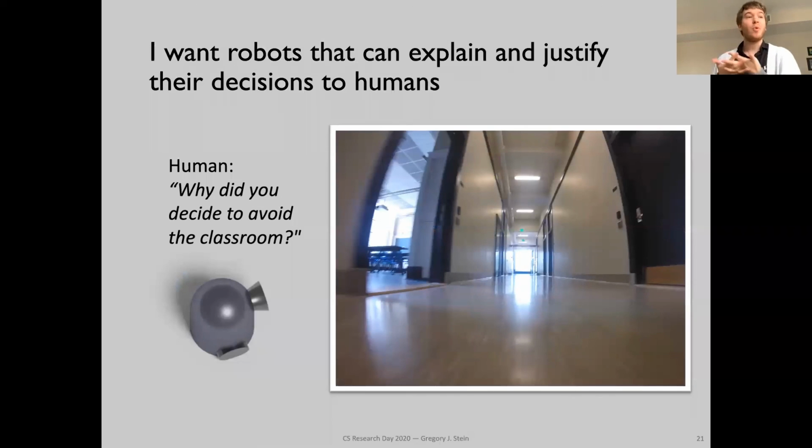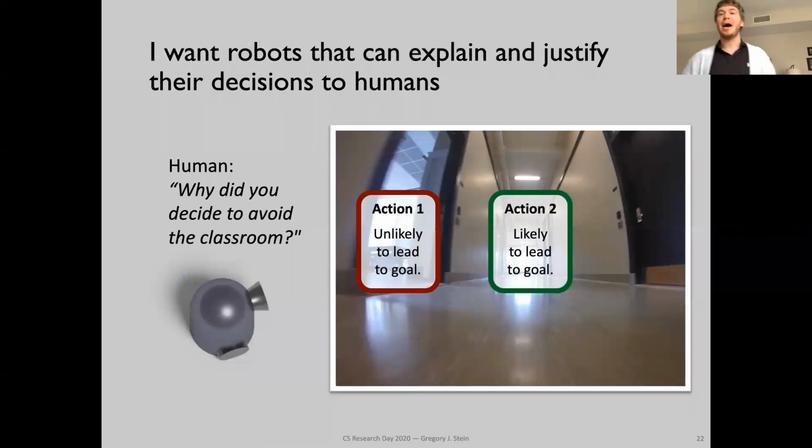In addition, I want robots that humans feel comfortable sharing the world with. And I think one key component of that is robots that can reasonably explain and justify their decisions to humans. A simple example of this idea is to ask the robot, why did you decide to avoid the classroom? And for the robot to not just say, well, I thought the hallway was more likely to lead to the goal, but justify why it was that it thought that the classroom was less likely to lead to the goal.